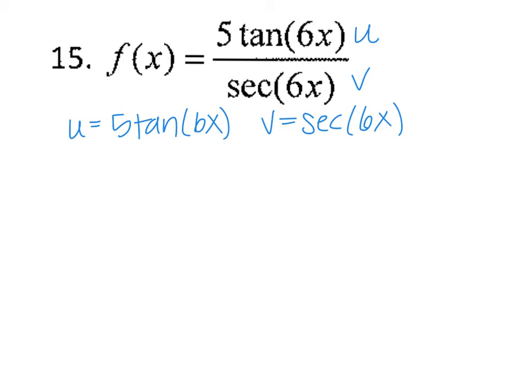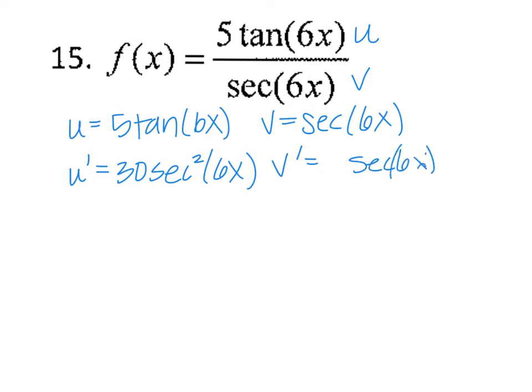So both of these are chain rules. My first one is two levels. The derivative of the outside, 5 tangent, would be 5 secant squared of 6x staying the same, and then multiplying by the derivative of the inside, that would be 6. So that would give me 30 secant squared of 6x. v prime, also a chain rule, two level. Derivative of secant is secant tangent. So it's going to be the secant of 6x tangent of 6x times the derivative of the inside, which is 6. So that 6 goes out front.